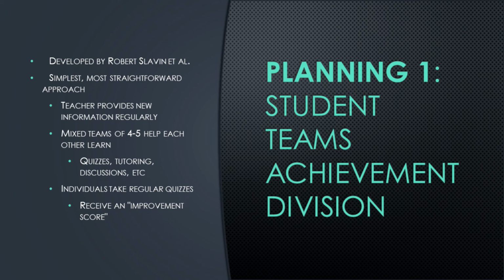Slavin and his team at Johns Hopkins University developed the idea of the student team's achievement division. This is perhaps the simplest, most straightforward approach when planning a cooperative learning lesson. The teacher continuously provides new information, and predefined teams help each other learn by studying together, giving each other quizzes, engaging in discussion, and tutoring.